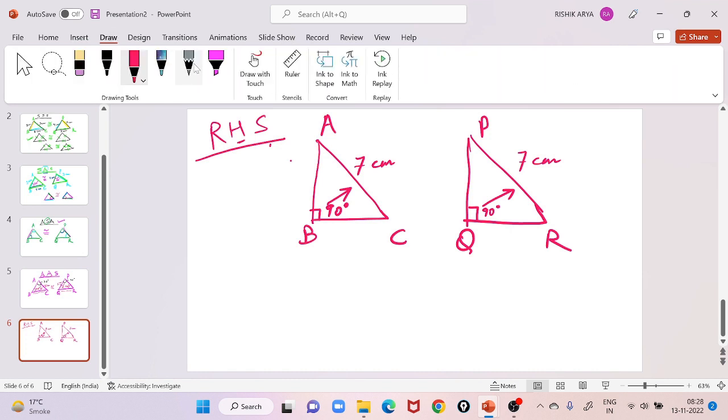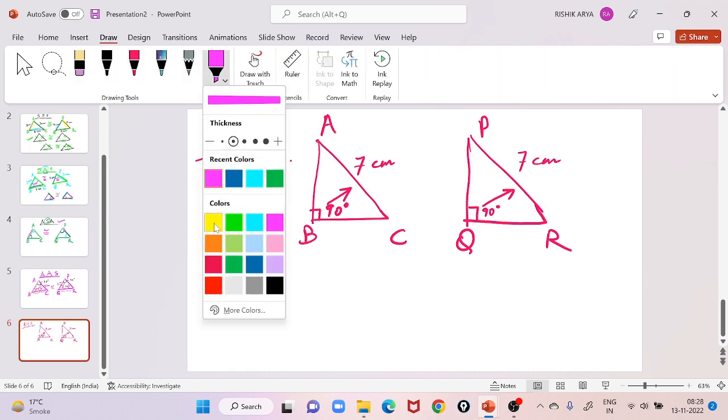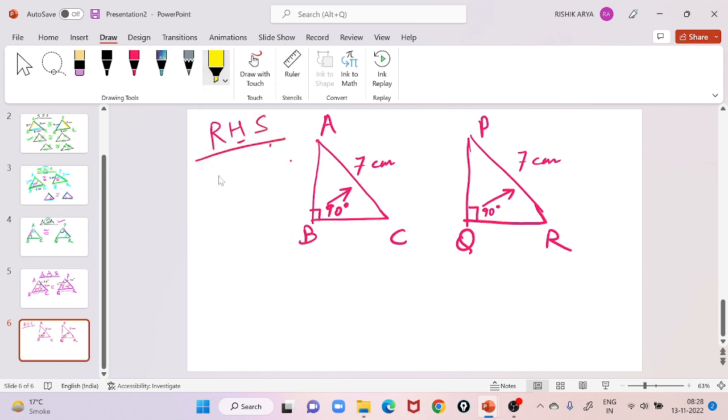Now the last one, what we have to check about the side. How can we check that? Yes, AB can be equal to QR or PQ also. BC can be equal to PQ or QR. Any one of the two sides can be equal to one another. Both are equally correct. Either AB can be equal to PQ. If they are equal, then yes, they are congruent to one another by RHS congruency. Or BC, if BC is equal to QR, then also they are congruent by RHS congruency.